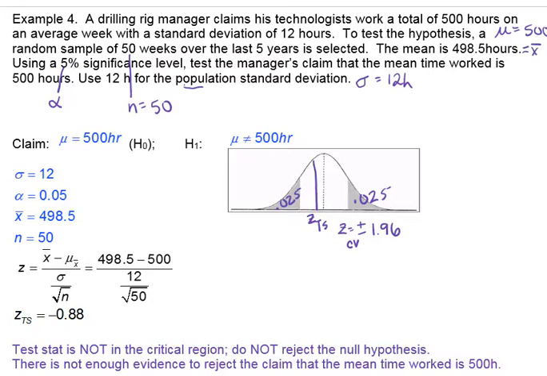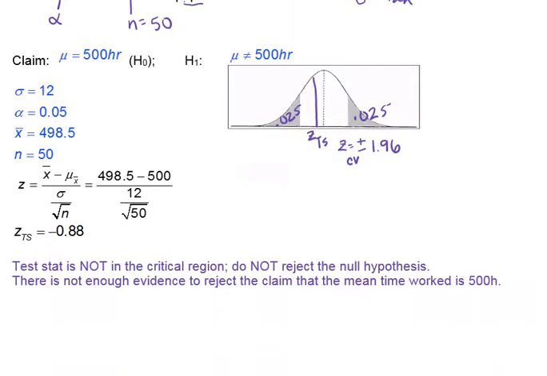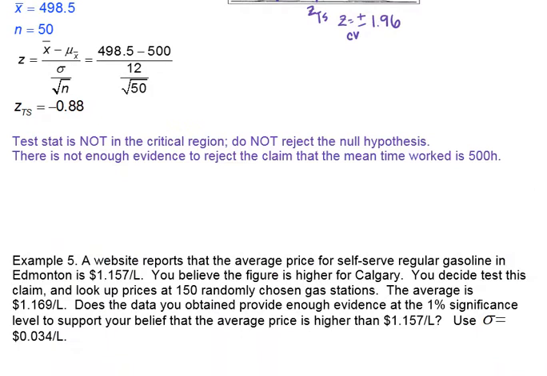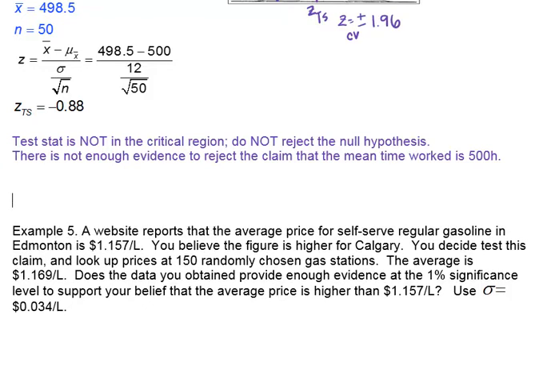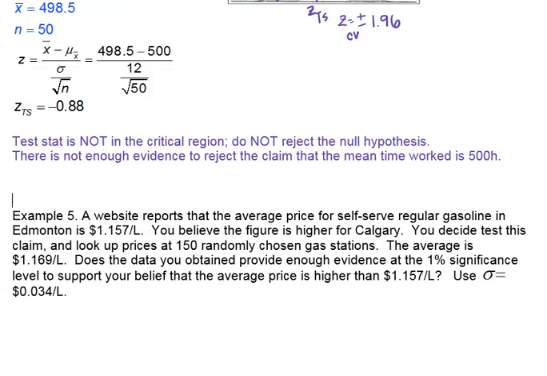Okay, moving on to the next example. A website reports the average price for self-serve gasoline in Edmonton is $1.157 per liter. You believe the figure is higher for Calgary. You decide to test this and look up prices at 150 randomly chosen gas stations, and you get an average of $1.169 per liter. So does this data provide enough evidence to support the belief that the price is higher?